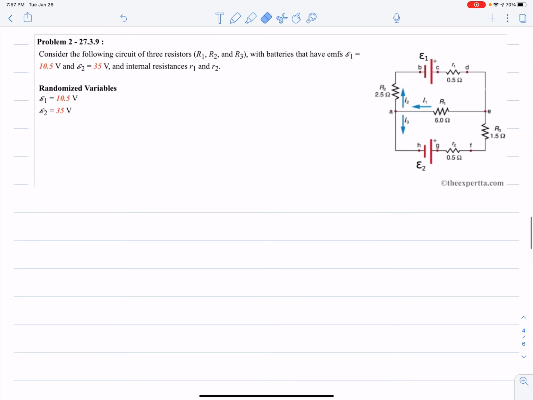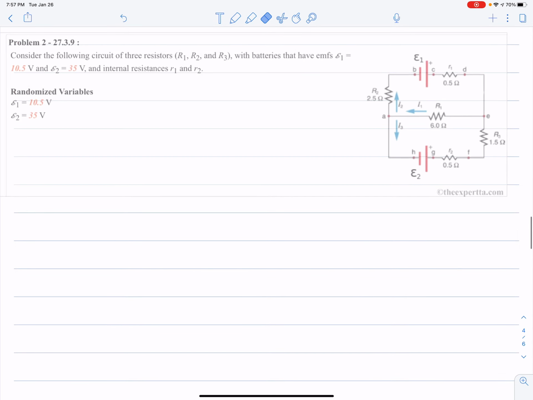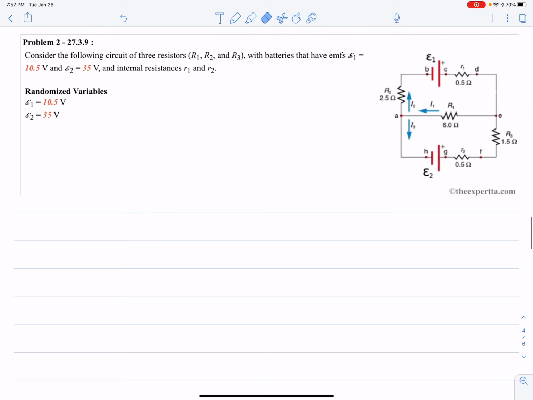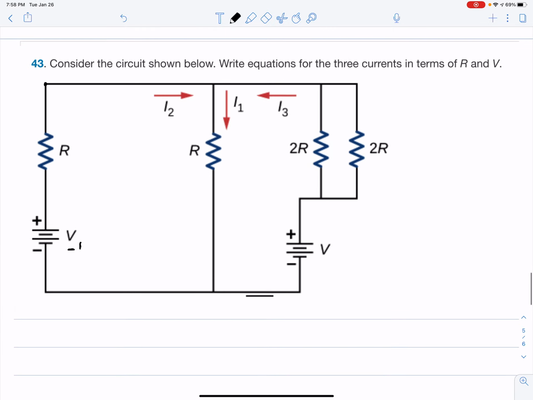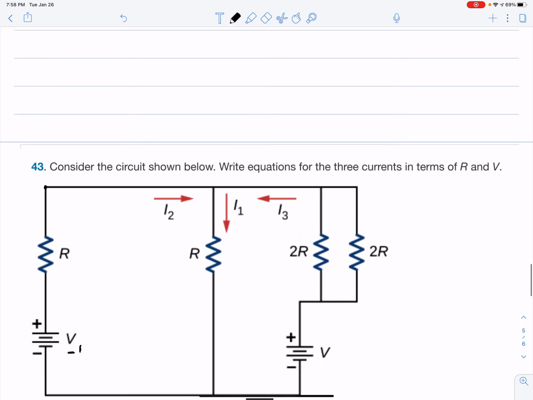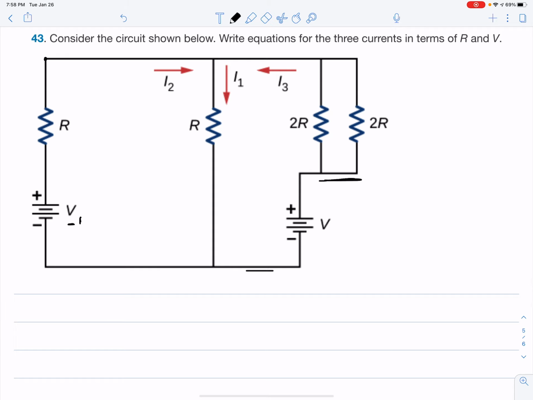Now let's do our famous problem one more time. Problem number 2, expert TA. And we explained this in class, and I would like to discuss it one more time just to make sure that we reemphasize. If you already know how to do it, no matter, skip to the next problem that I'm going to be doing as well. And this one has a parallel circuit.